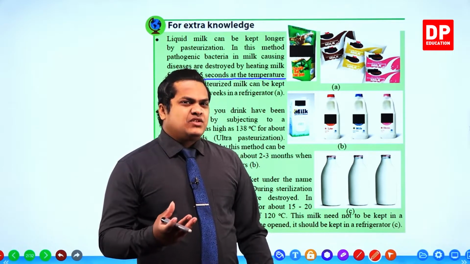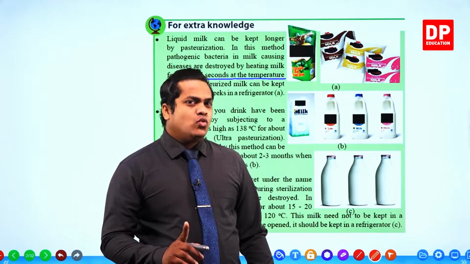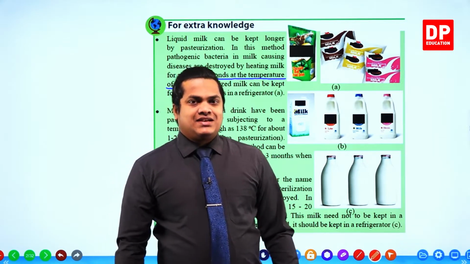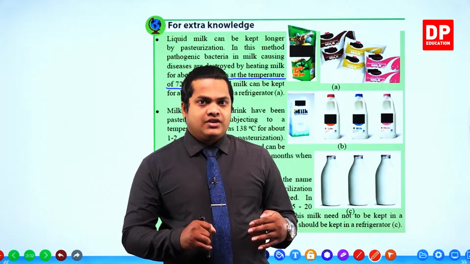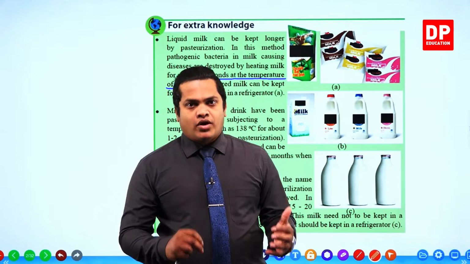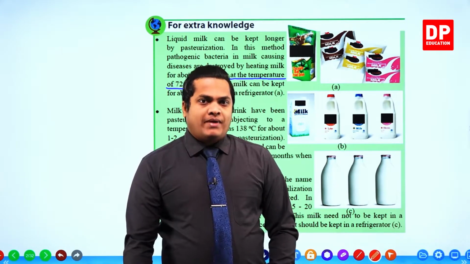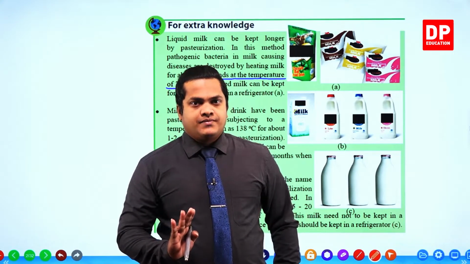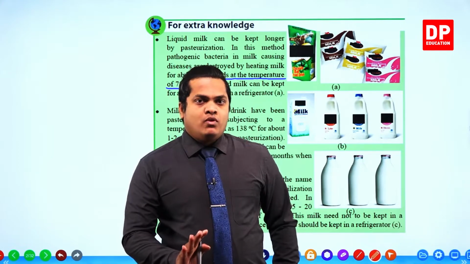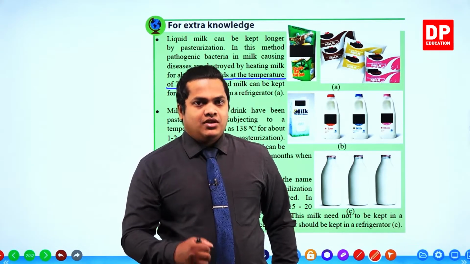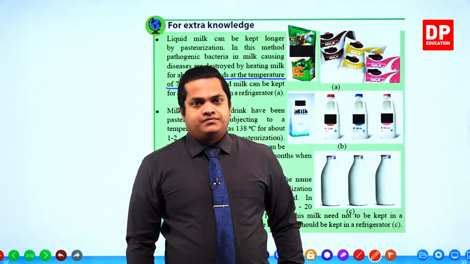But this 2 weeks condition might change, my dear children, if you open it. Milk especially comes within a certain packet or a certain bottle. So if you open the bottle or packet, the 2 week time period may reduce. There is a probability. But if you keep the same sealed packaging, then my dear children, you can keep it for about 2 weeks for sure.